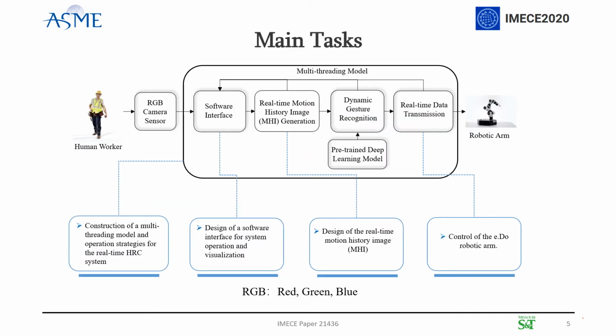This is the system overview. An RGB camera was used to collect the current movements. A multi-threading model was constructed to realize the execution of multiple tasks. The first one is the software interface. The second one can generate the real-time motion history image. The third one uses a pre-trained deep learning model to recognize the current gesture. The last one can transmit the final results to the software interface and the robotic arm. Then the robotic arm can perform corresponding movements.